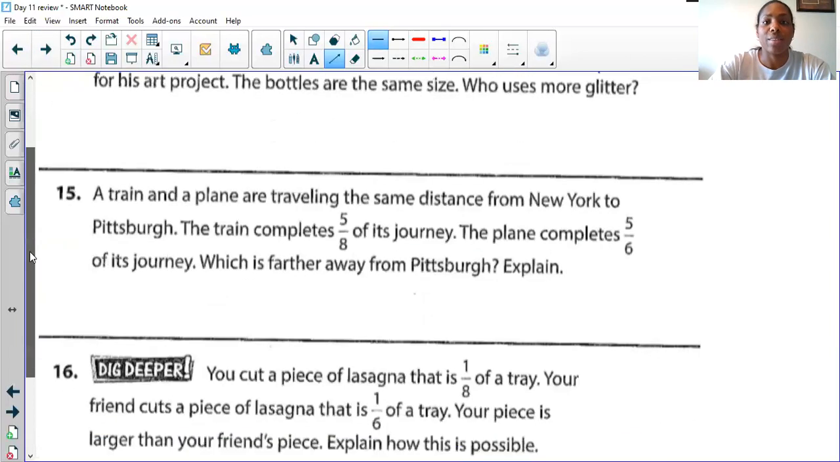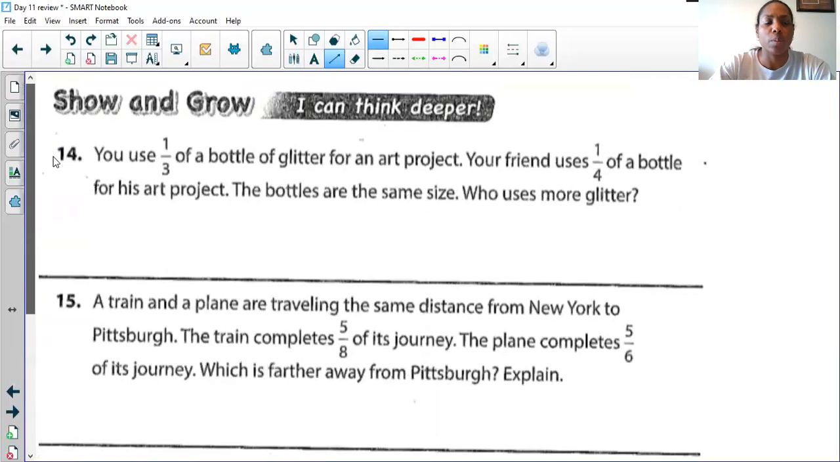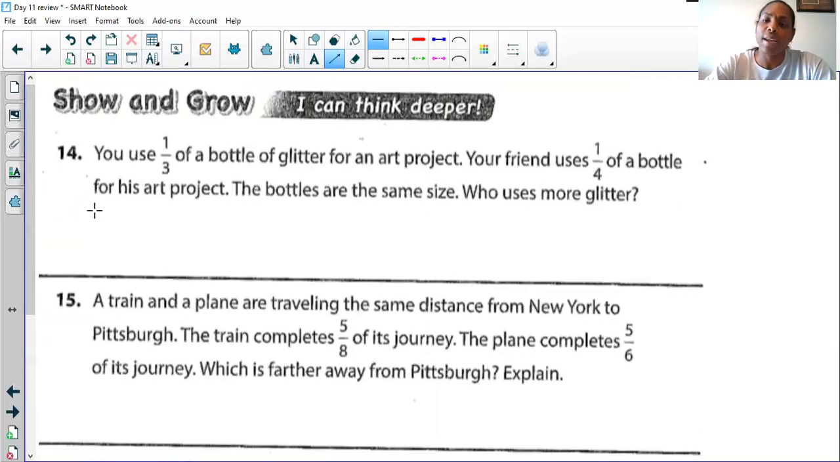Okay, we're at the end, boys and girls, just 3 more problems. Show and grow. I can think deeper. So you use 1/3 of a bottle of glitter for an art project. Your friend uses 1/4 of a bottle for his art project. The bottles are the same size. Who uses more glitter?